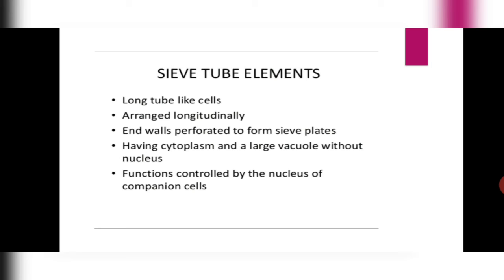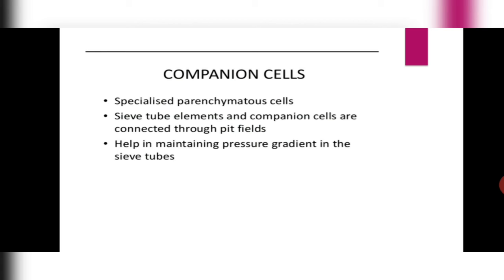Sieve tube elements are long tubular cells which are arranged longitudinally. Their end walls, which are their lower walls, are perforated to form sieve plates, like a sieve, having cytoplasm and they have a large vacuole without nucleus. Their functions are controlled by the nucleus of the companion cells. So their functions are controlled actually by the companion cells, which are specialized parenchymatous cells.